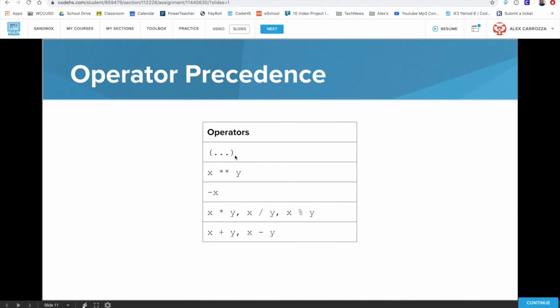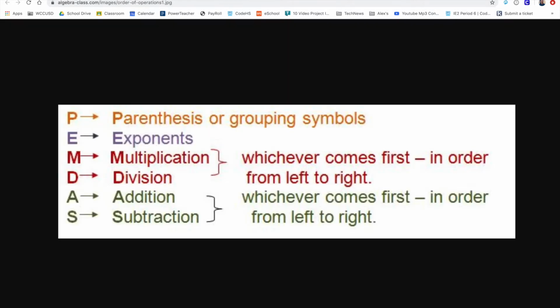So operator precedence, we have parentheses, multiplication, exponents, subtraction, and then we have all this other stuff down here. If you ever need to know the order of PEMDAS, it's parentheses or grouping symbols, exponents, multiplication or division, whichever comes first in order from left to right. Then we have addition and subtraction. You should have learned this in some type of math class, but if you need a refresher, just Google PEMDAS.